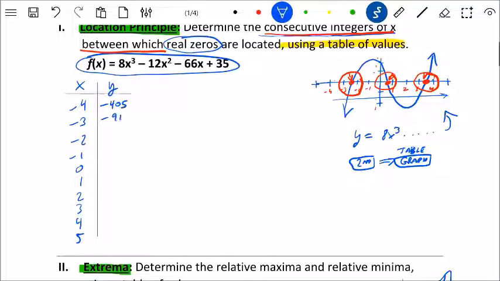And if you look at that table of values, it'll give you these numbers. -45, -91, +55, and 81, 35 for 0, a -35 for 1, -81, a -55 at 3, 91 at 4, and 405 at 5.